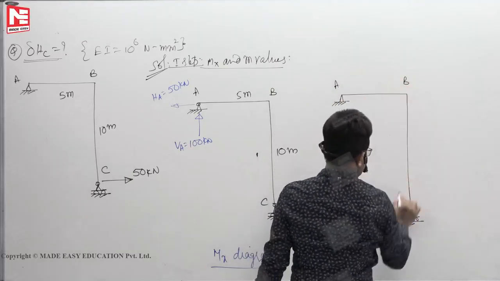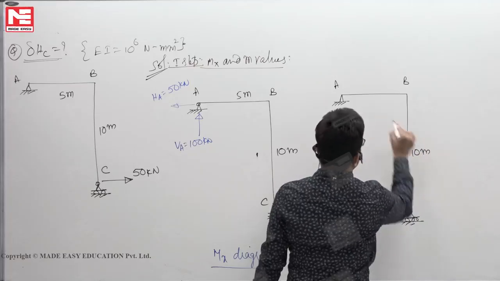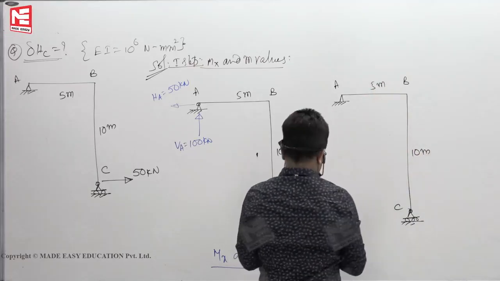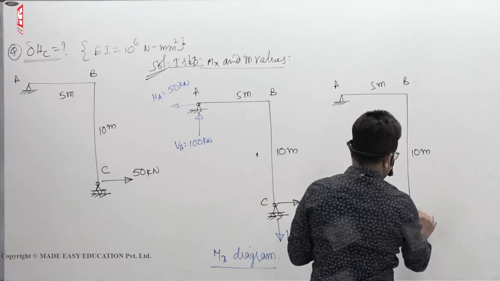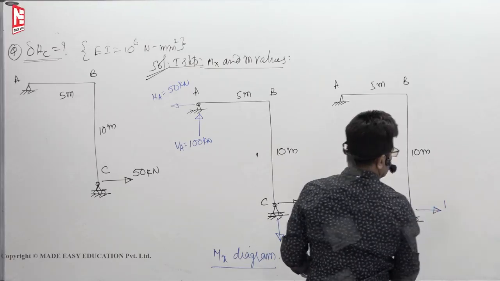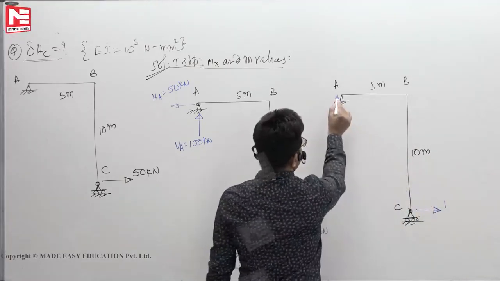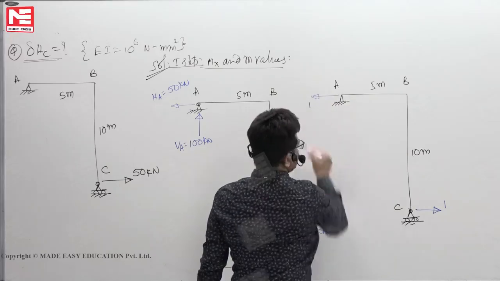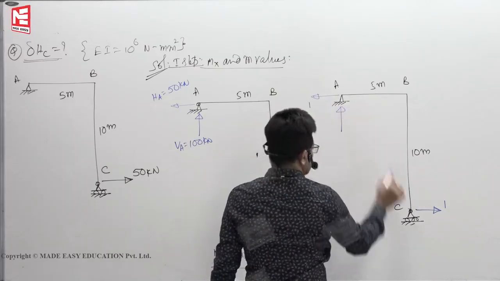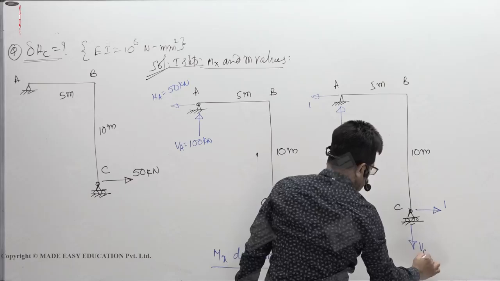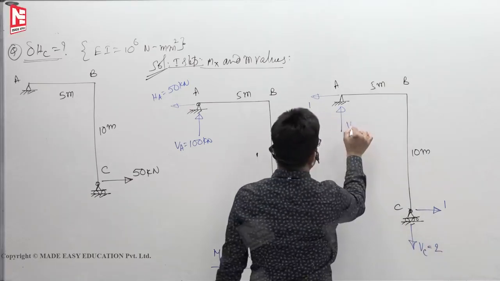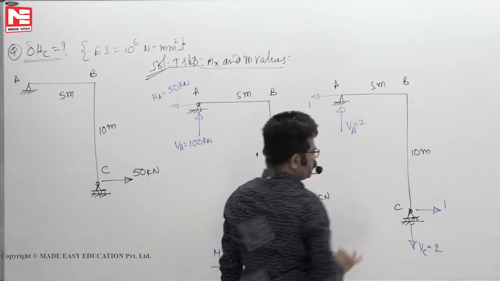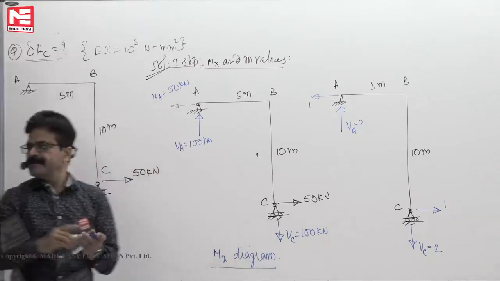A, B, C. 10 meters, 5 meters. Now, if you put 1 here, it has no unit story, also not required. 1 means here also 1. 1 into 10, so that means this is 2. VA is also 2. No units.